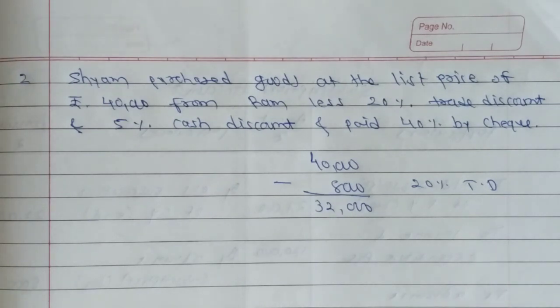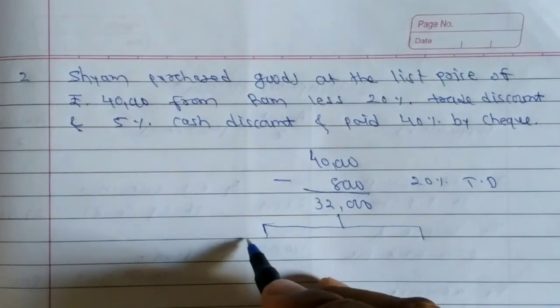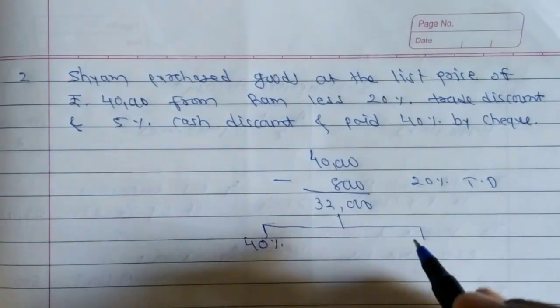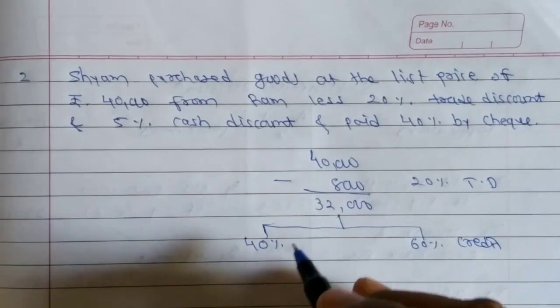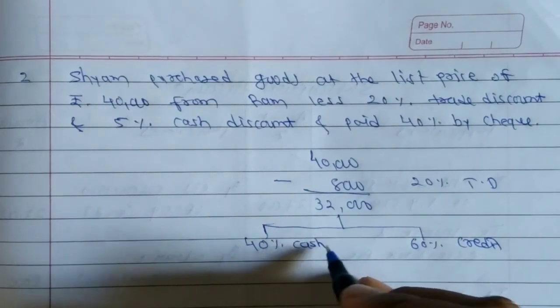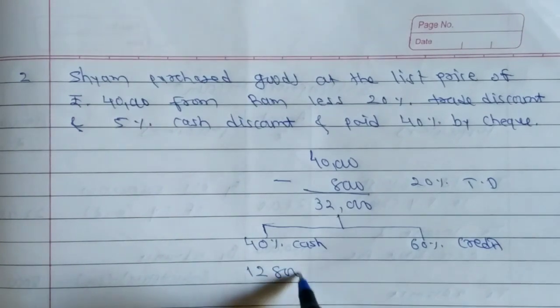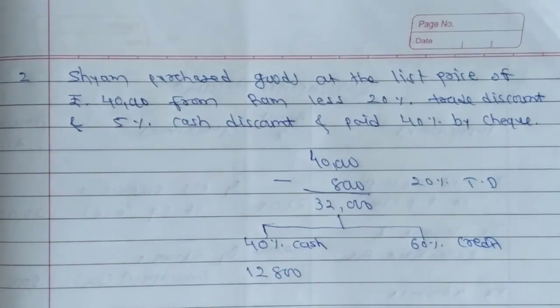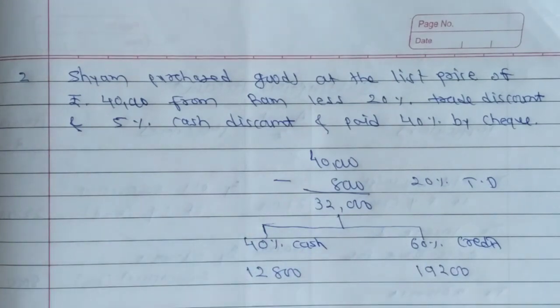Now this 32,000 will be divided into two parts because we have not made full payment. 40% we paid by check, that means remaining 60% is credit, and this 40% is cash purchase. So 40% of 32,000, that will be 12,800, that is cash purchase, and 60% of 32,000 means 19,200, that will be credit purchase.